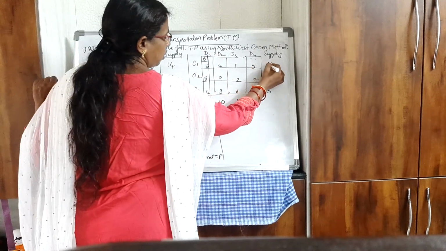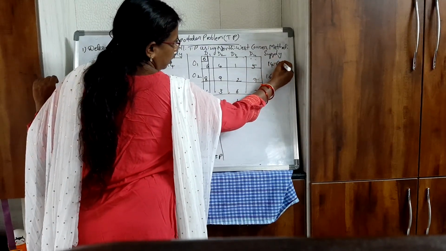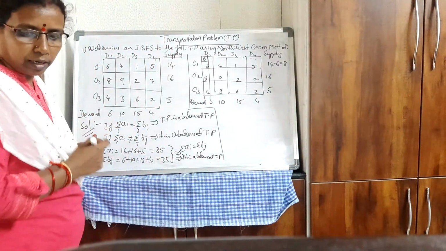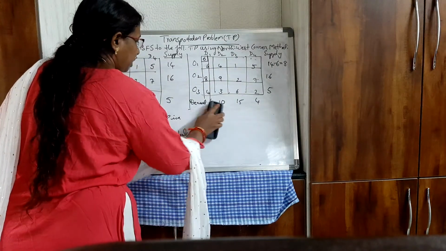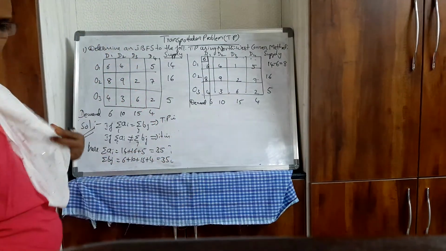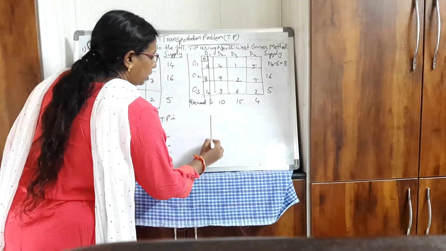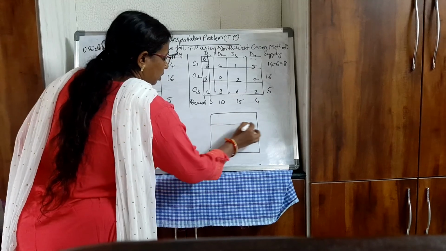And from this 14, how many units have I supplied? 6. So I have to take out this 6. Now 14 minus 6 is 8. Now again draw the next table. Now draw the remaining table. What is the table left now? Because the demand at the first destination is over, I'll draw the remaining columns.